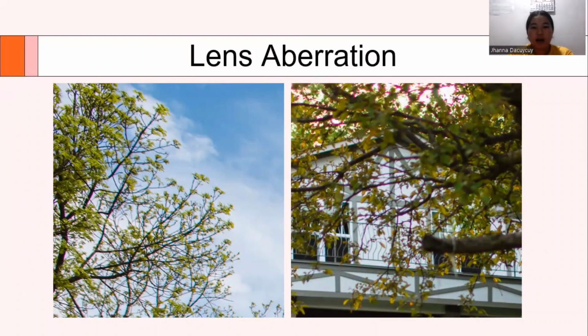Next is lens aberration. So what is an aberration? It is an imperfection that occurs when the lens fails to converge rays of light to a single point. There is no such thing as a perfect lens. That's why a high degree of engineering is involved in a lens to reduce lens aberration problems.